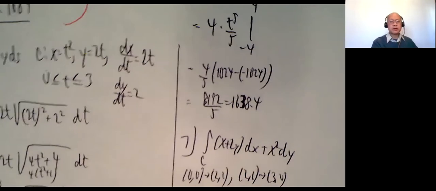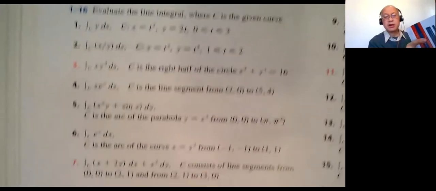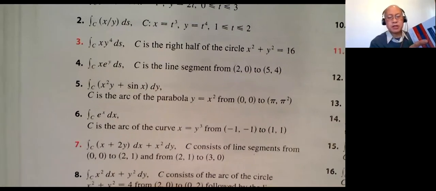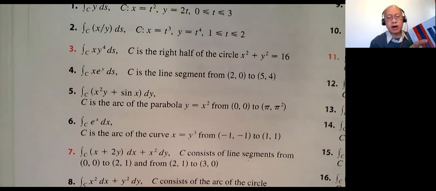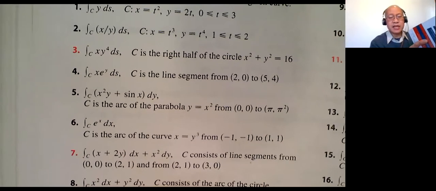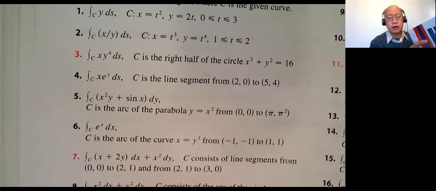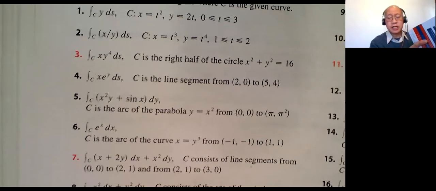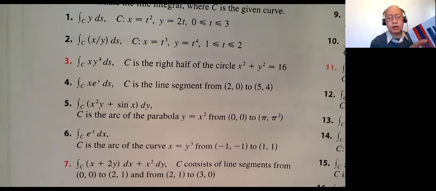All right, so hopefully that wasn't too bad. Now for a much worse problem, number 7. Integral along C of x plus 2y dx plus x squared dy. By the way, that looks like p dx plus q dy, or f dot dr in 2 dimensions. C consists of line segments from 0,0 to 2,1, and from 2,1 to 3,0.